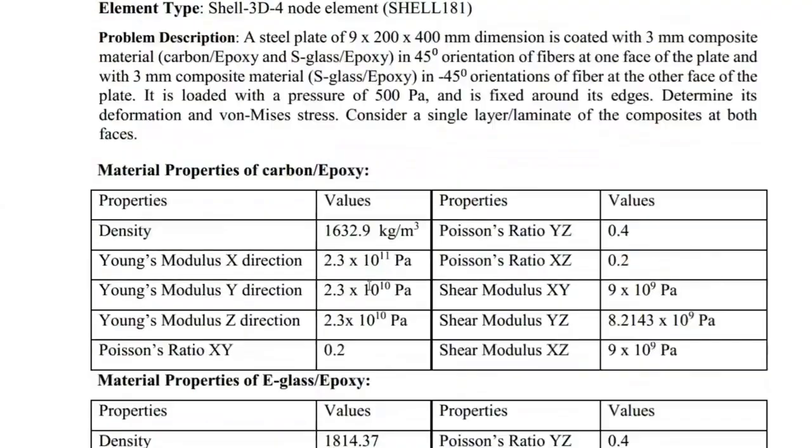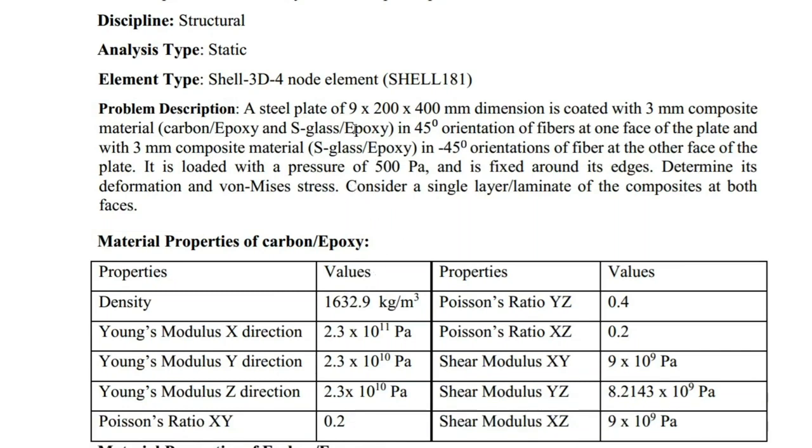As you see from the problem description, a steel plate of 9 by 200 by 400 mm dimension is coated with 3 mm composite material, carbon epoxy the first one, S glass epoxy the second one, with different fiber orientation arrangements. And also at the middle there is a structural steel. This arrangement is subjected to a pressure of 100 Pascal, and it is fixed around the edges. At the end we determine and extract the total deformation and von Mises stress by using APDL.